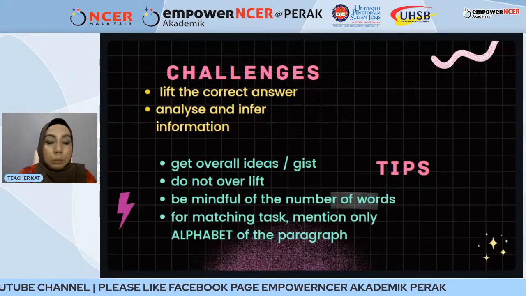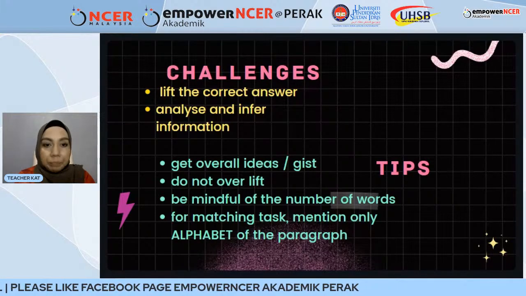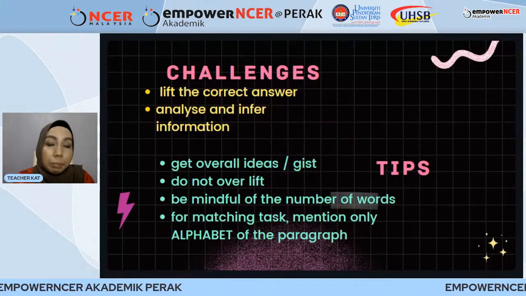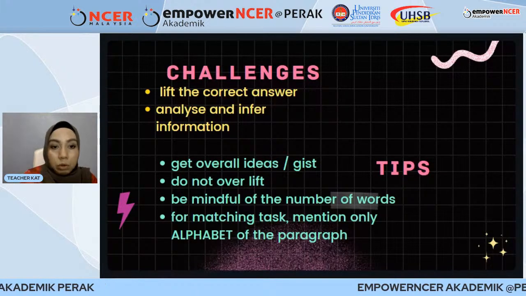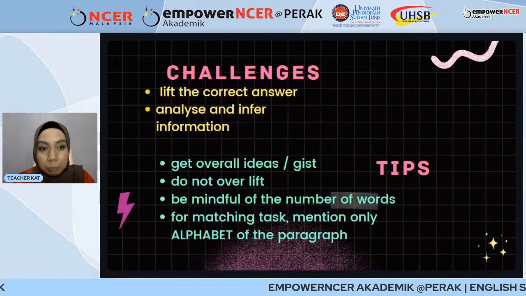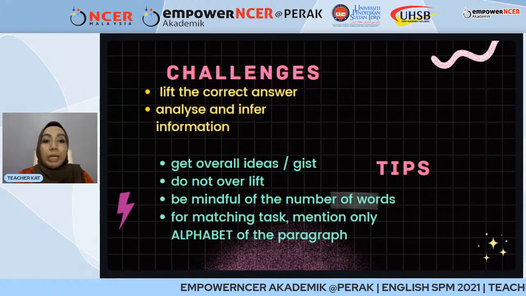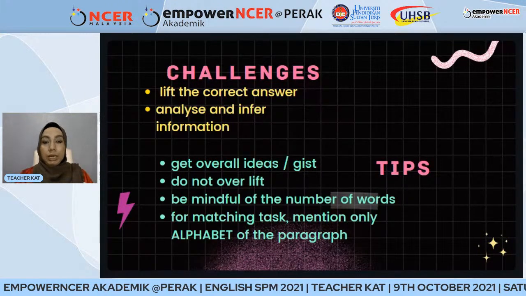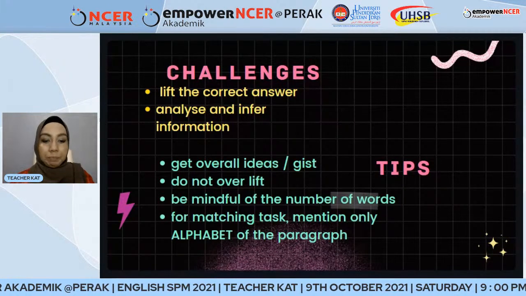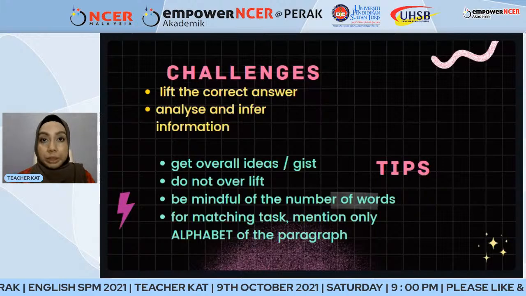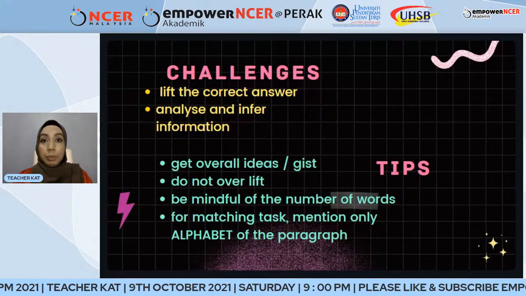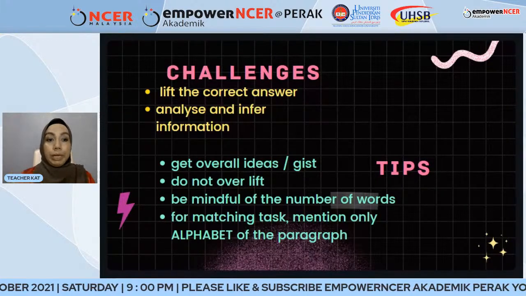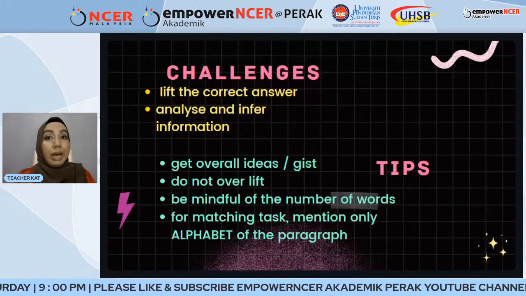For matching tasks, this is the first part of part 5, the last part of the paper. For matching tasks, you need to mention only the alphabet of the paragraph. I said just now, there are 6 paragraphs that will be given to you, and they are not numbered, but they are labeled with alphabets.